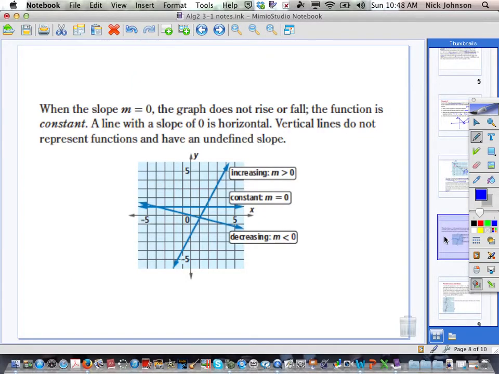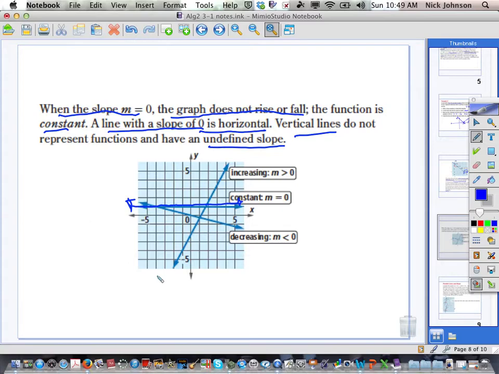When the slope m equals 0, the graph does not rise or fall. The function is constant. A line with a slope of 0 is horizontal. Vertical lines have undefined slope. You need to know that. Those are key important pieces of information. If you have 0 slope, you are horizontal. If you have undefined slope, you are vertical.